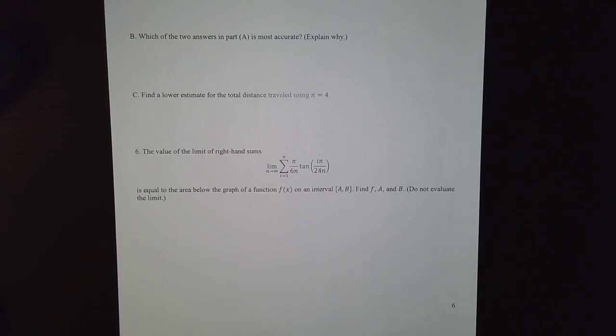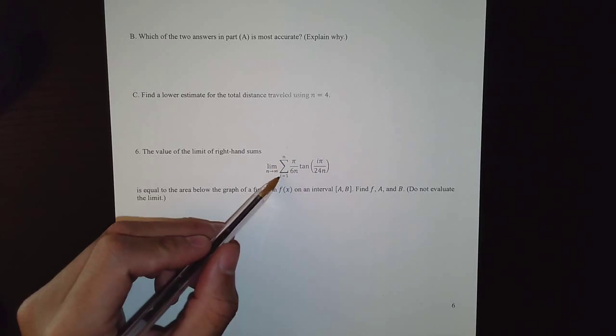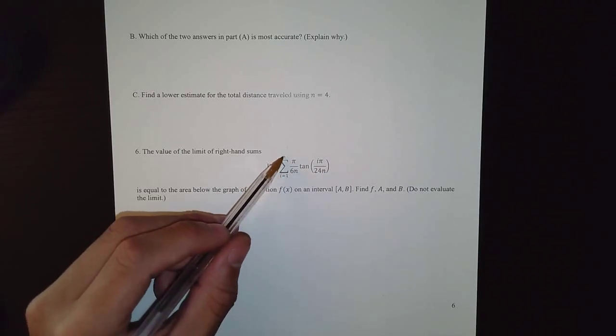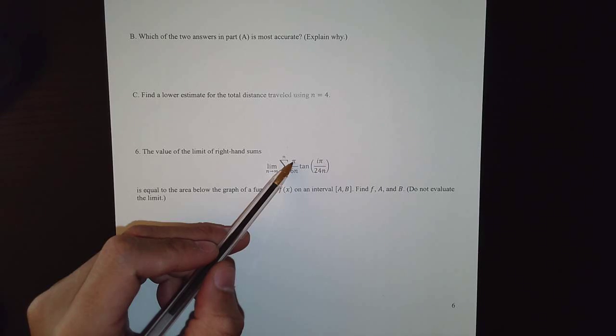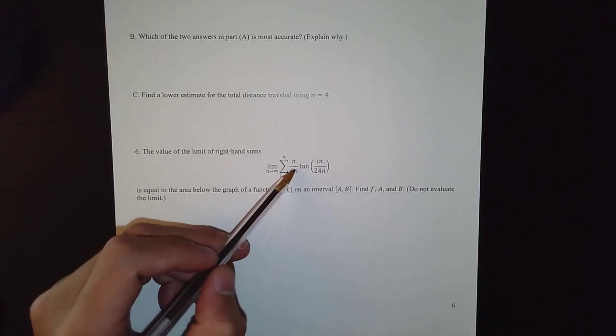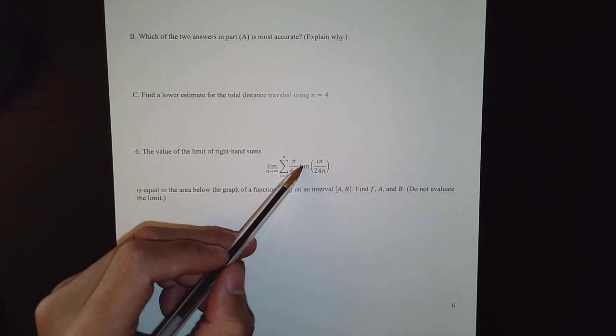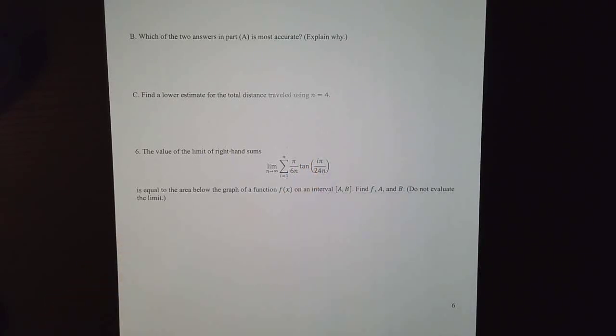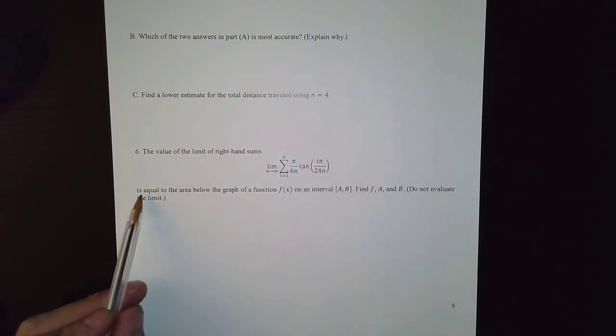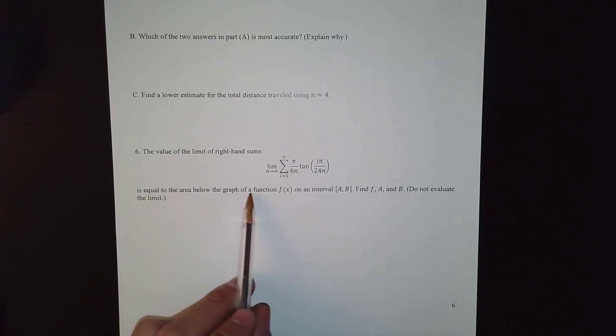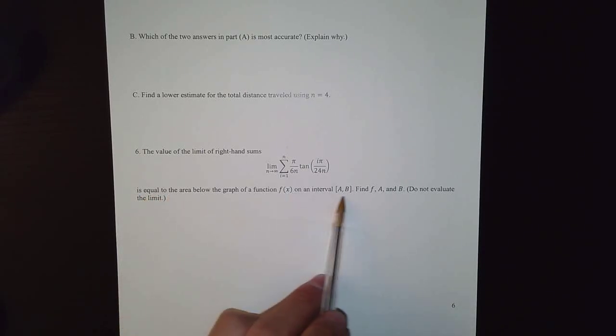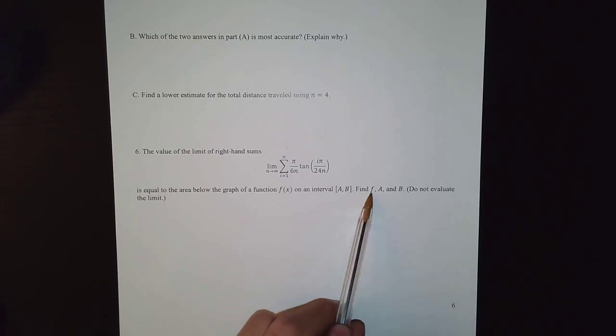4.1 problem number 6 says, find the value of the right-hand sums, the limit as n approaches infinity of the sum of i equals 1 to n of the product of pi divided by 6n times tangent of i pi divided by 24n, is equal to the area below the function f of x on an interval a to b. Our goal is to find the function f, a, and b, and do not evaluate the limit.